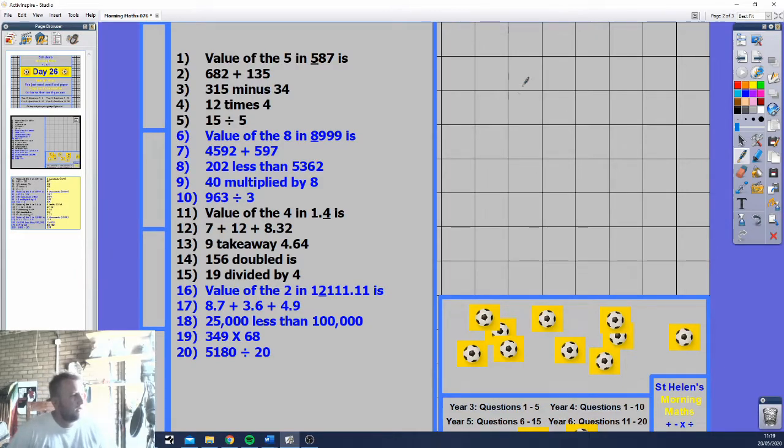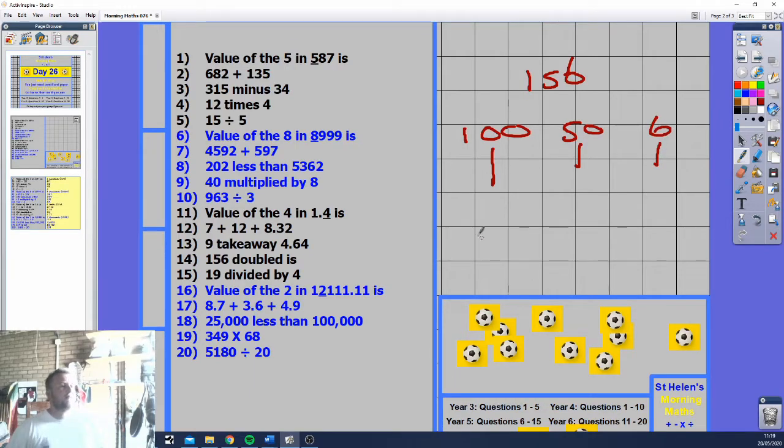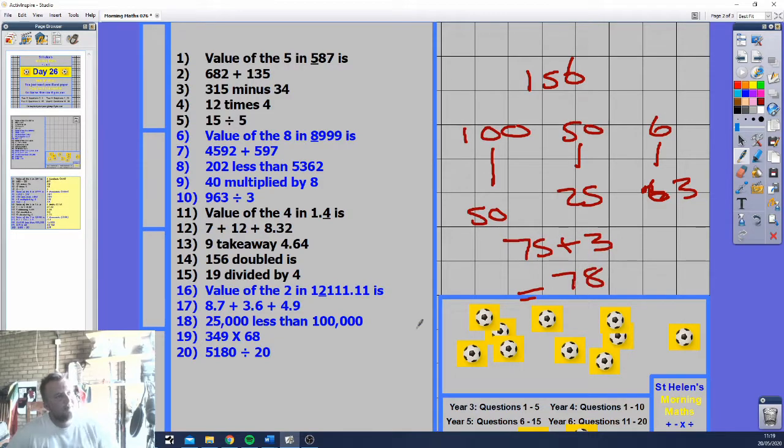Doubling. Okay, I'm going to do doubling and halving the way I like doing it. If it's 3 digits or less, you do it this way. Okay, my favorite thing to do, partition. 156 is made up of 100, 50, and 6. Halve each of these numbers now. Half of 100 is 50. Half of 50 is 25. Half of 6 is not 6, it's 3. And all you need to do is add them together. 75 plus 3 equals 78.